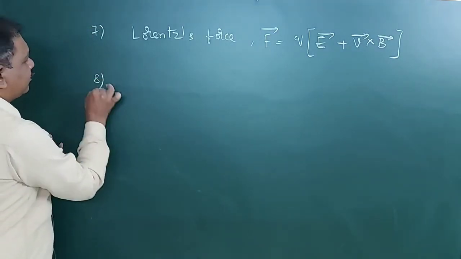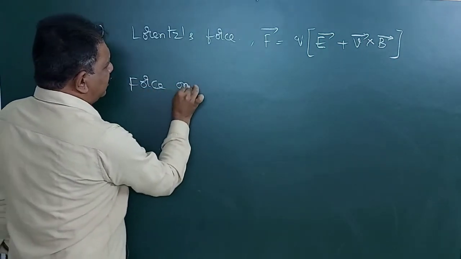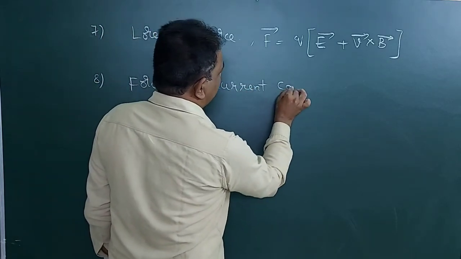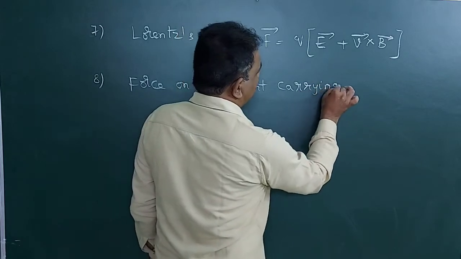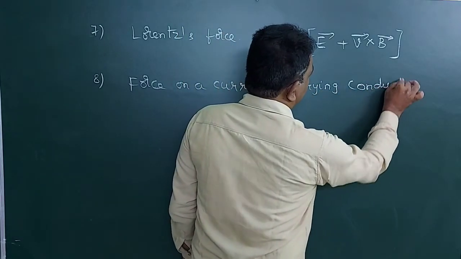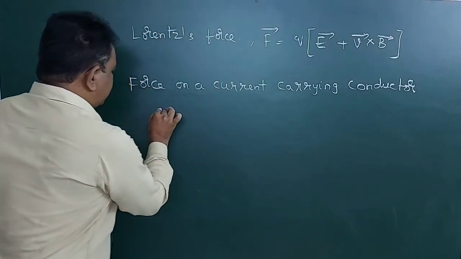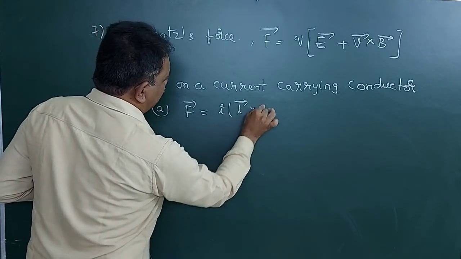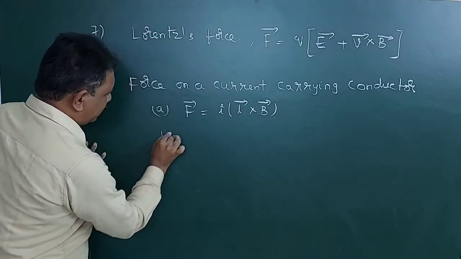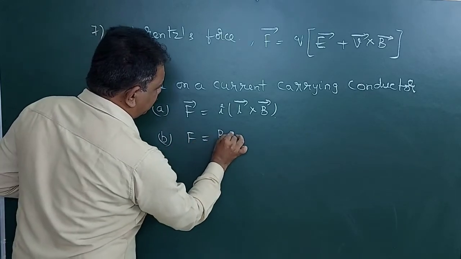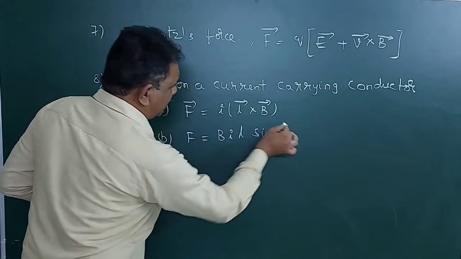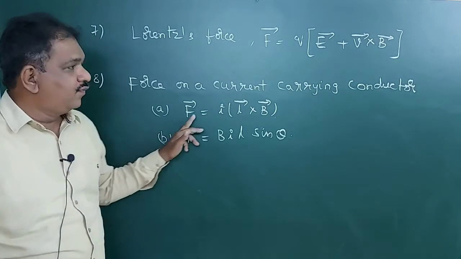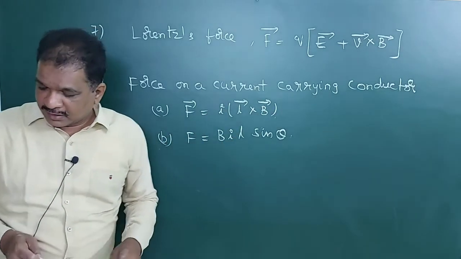Next, force on a current carrying conductor. F is equal to, in vector form, I into L bar cross B bar, or F is equal to B I L sin theta. That is the formula. Okay, this is the force acting on the current carrying conductor.